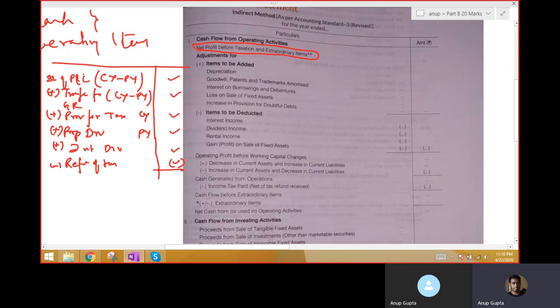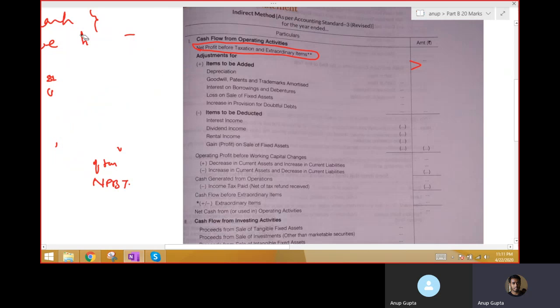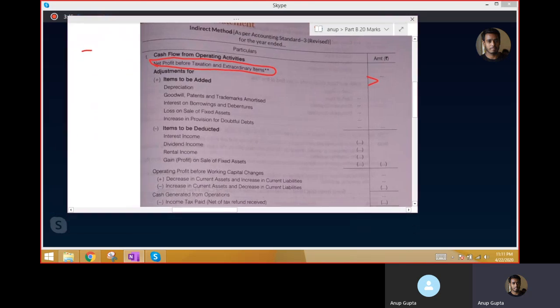Whatever the amount is after adding all this is known as net profit before tax, and this amount will be recorded over here. So you understood the first thing? Okay, very good. This was explained in the previous video. If you have a doubt, you can go to the video later on and see. Okay.